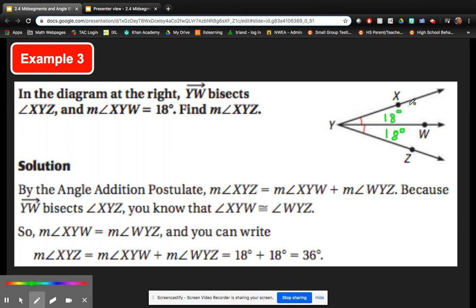So I made a little notation here, so you can see this since I fumbled my way through that explanation. If this angle is 18, then this angle has to be 18. So together, all I need to do is add 18 plus 18, and that's what gives me that 36 degrees. Okay, moving on.